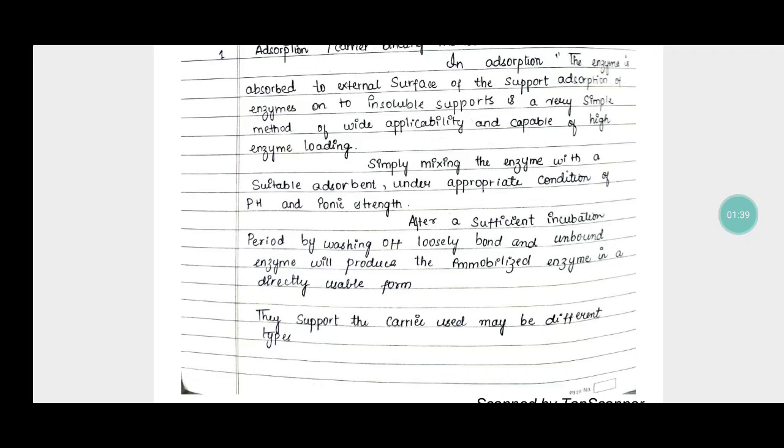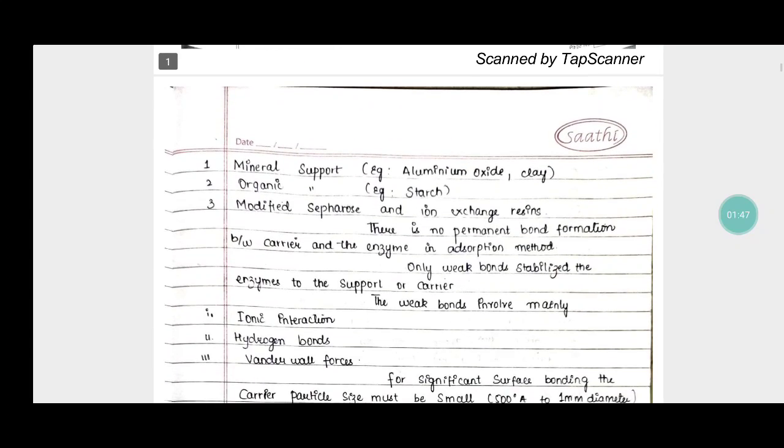washing off loosely bound and unbound enzymes will produce the immobilized enzyme in a directly usable form. The carriers used may be of different types. The first one is mineral support, for example aluminium oxide and clay. Then organic support, that is starch, modified sepharose and ion exchange resins.